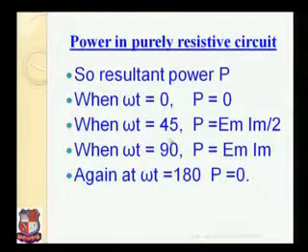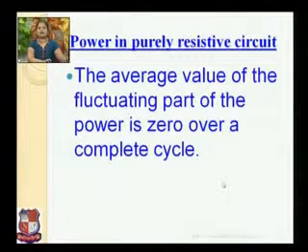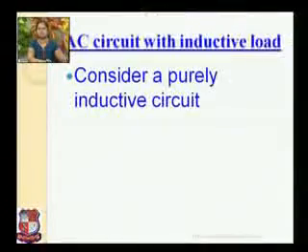Again for omega t equal to 45, power is equal to Em Im by 2, and for 90 degree it is Em Im, and again for 180 power is equal to 0. So the average value of the fluctuating part of the power is 0 over a complete cycle, because it starts from the 0 value and ends at 180, then again goes to the negative and comes to 2 pi. So the average value of the fluctuating part of power is 0, but we have some constant value of power also. So the total power of a resistive circuit is never equal to 0.